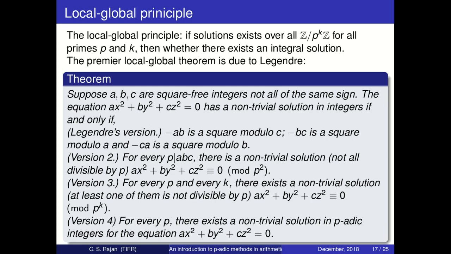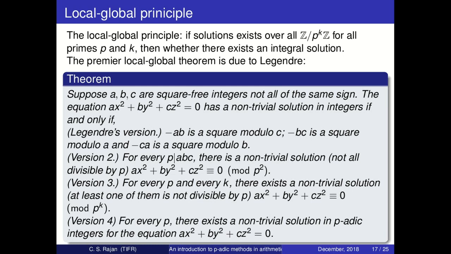The equation has a non-trivial solution in integers if and only if, and I'm going to give you various versions of this theorem, starting with Legendre's version, which is very nice. He says minus AB is a square modulo C, minus BC is a square modulo A, and minus CA is a square modulo B. It's very easy to see this. Take CZ squared to this side, it becomes minus CZ squared.